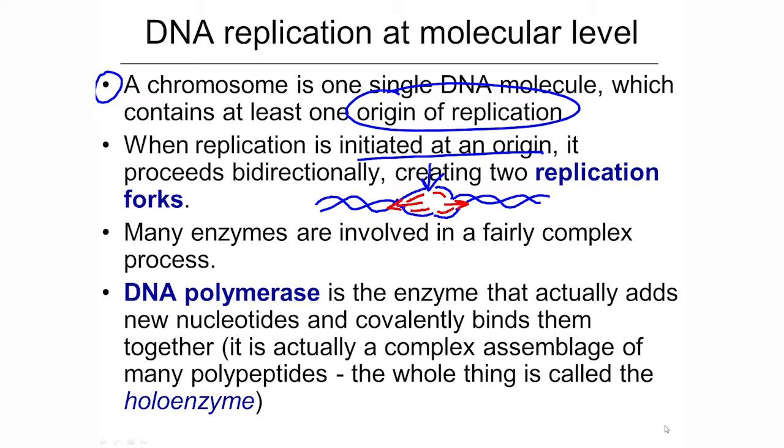But right now, you're basically seeing that once it starts, it's going off in both ways. In order for this to be successful, there are a lot of enzymes involved in a process that is fairly complex. So we're going to start with the major ones, and DNA polymerase is the vital and necessary, important enzyme. It actually has a couple of functions, but it's one thing to say that new nucleotides sort of automatically come in.